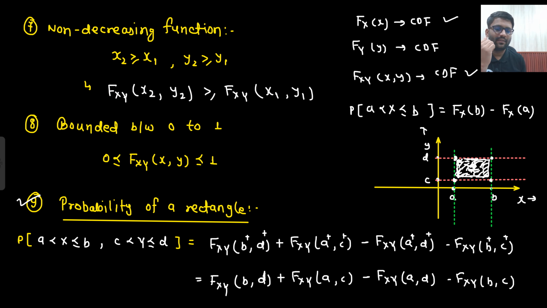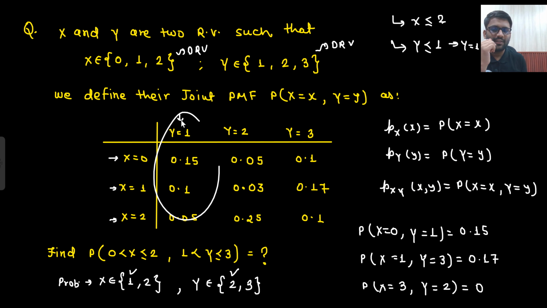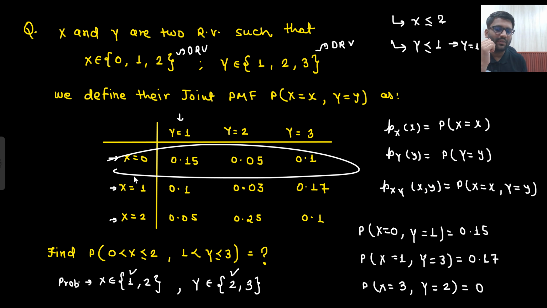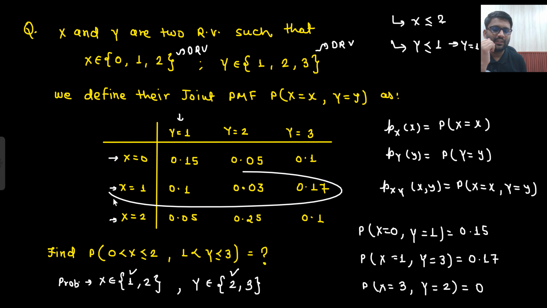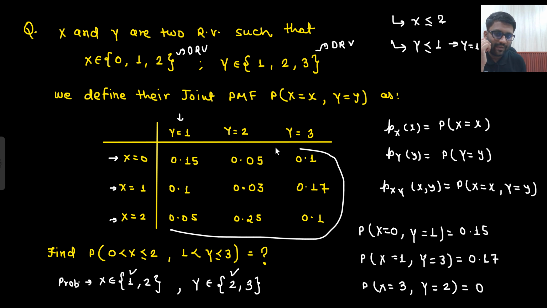Just add this line. So this line is showing the probability of y equals to 2. This line is showing the probability of y equals to 1. This line is showing the probability of y equals to 3. This particular line is showing the probability of x equals to 0. This particular line is showing the probability of x equals to 1. And this particular line is showing the probability of x equals to 2. And the addition of all these probabilities should be equal to 1.